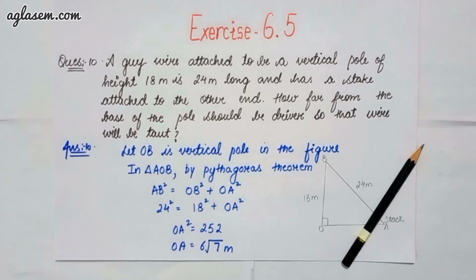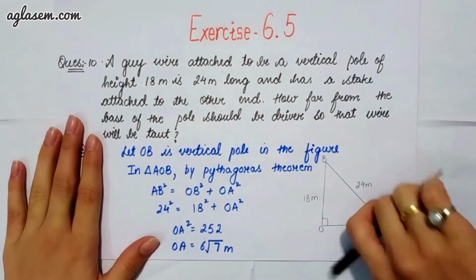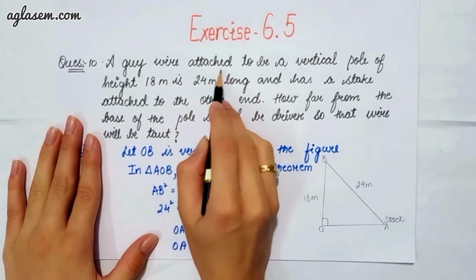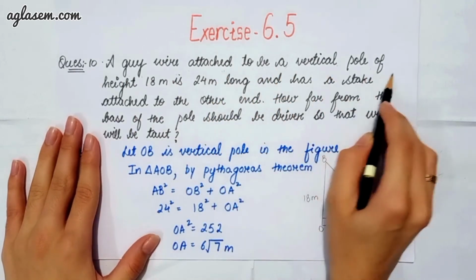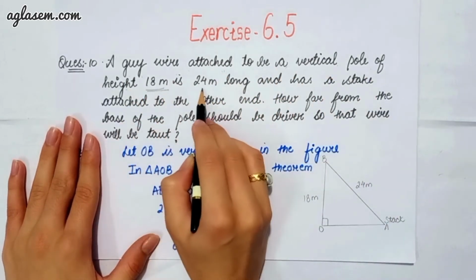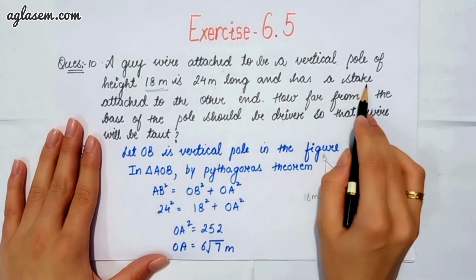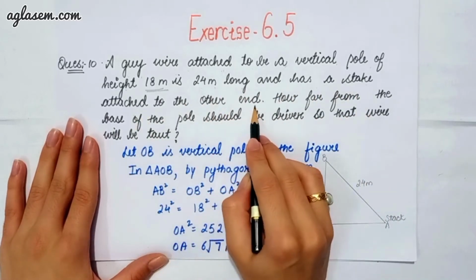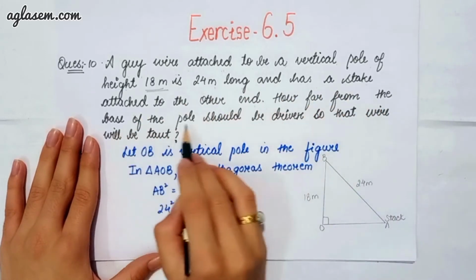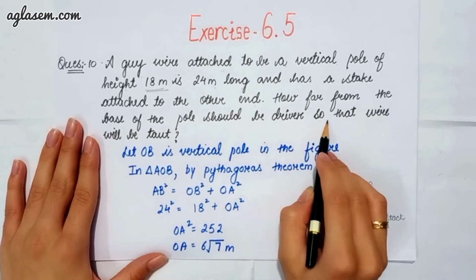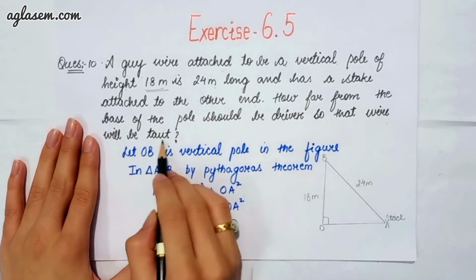So starting with the rest of the questions of our exercise 6.5, our 10th question says a guy wire attached to a vertical pole of height 18 meter is 24 meter long and has a stake attached to the other end. How far from the base of the pole should the stake be driven so that the wire will be taut?